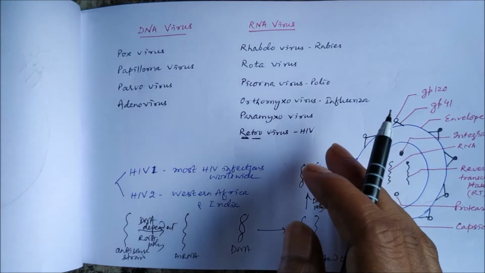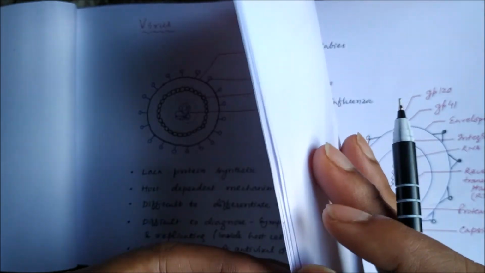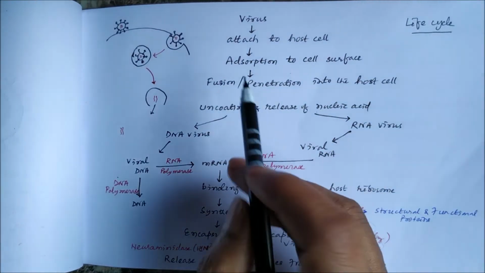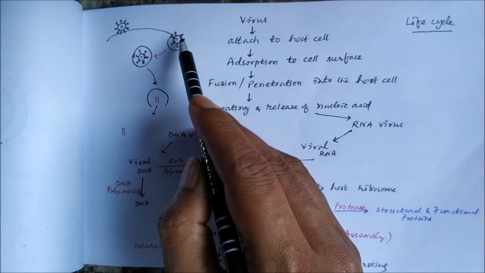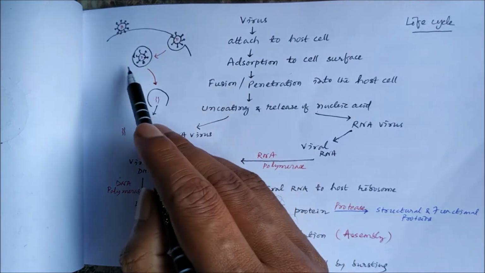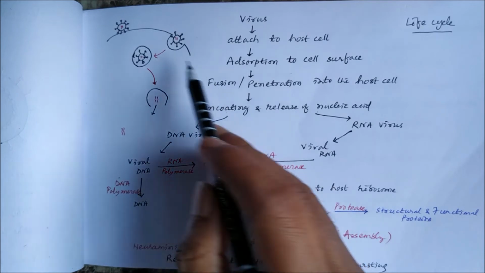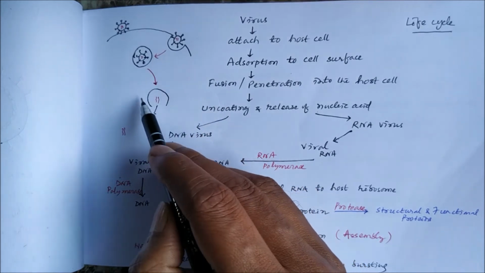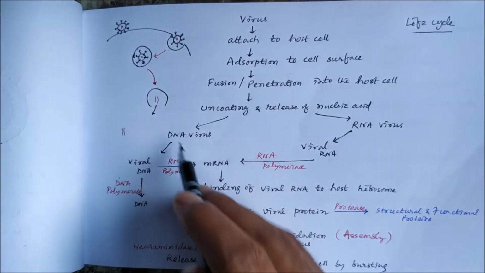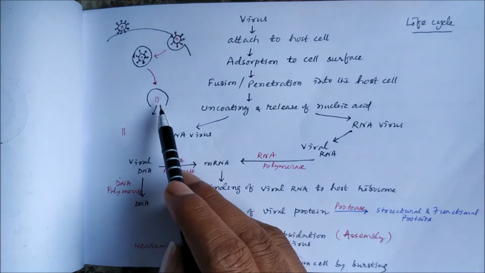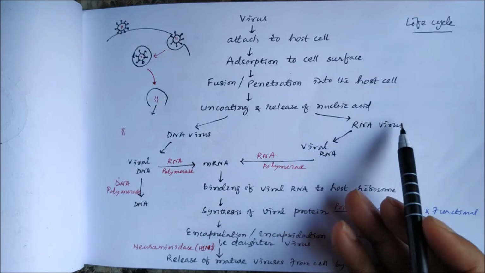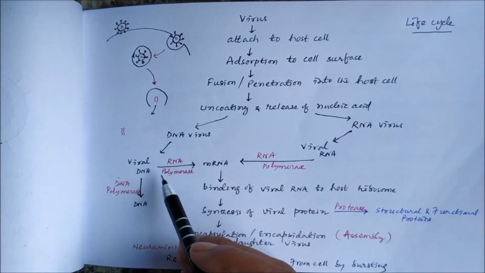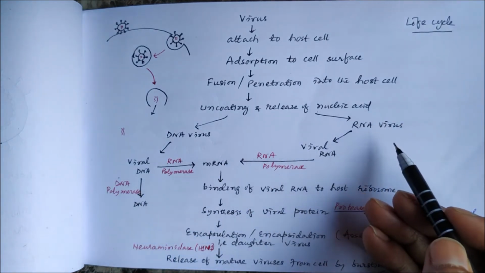So let us see the life cycle of a virus. A virus first attaches to the cell surface, then it is absorbed and penetrates into the cell. Then there will be uncoating of the virus, and after uncoating, the nucleic acid core will be released, either DNA or RNA. If it is a DNA virus, it will release the DNA. If it is an RNA virus, it will release the RNA.